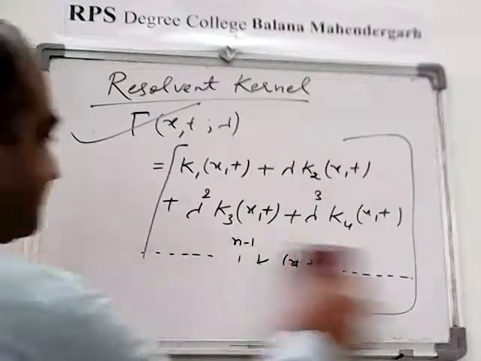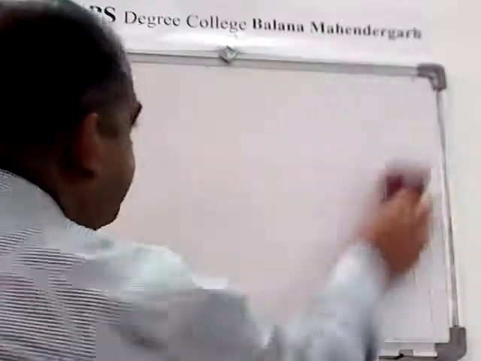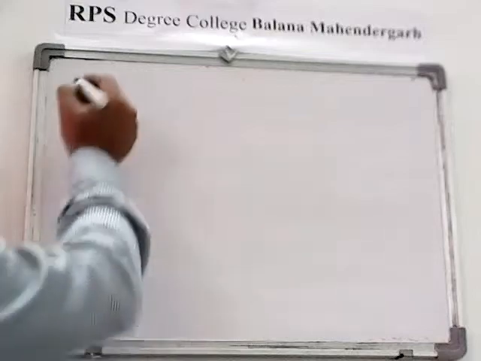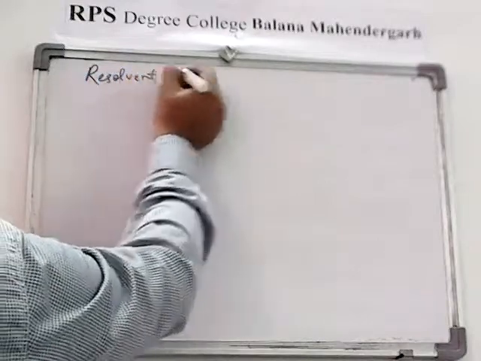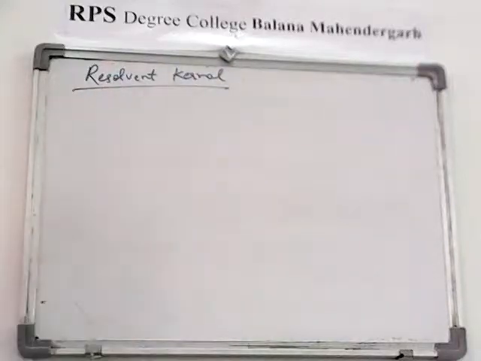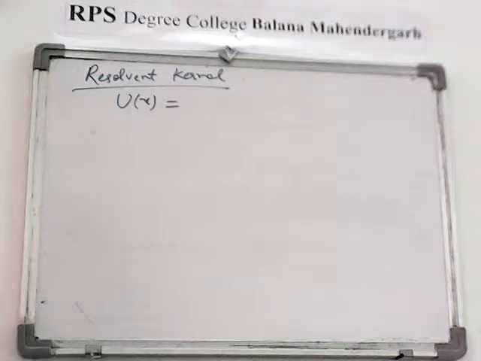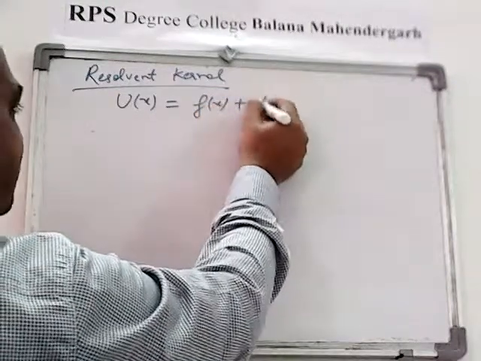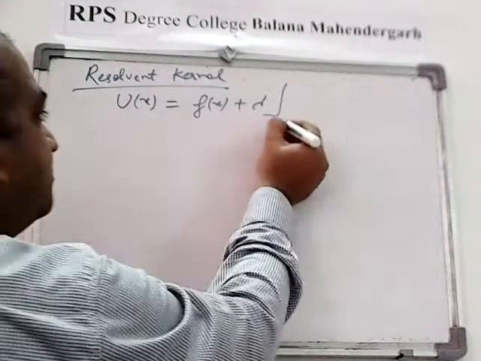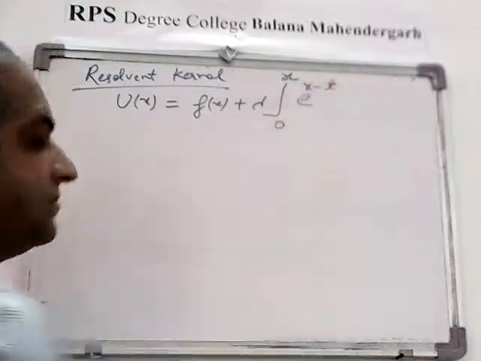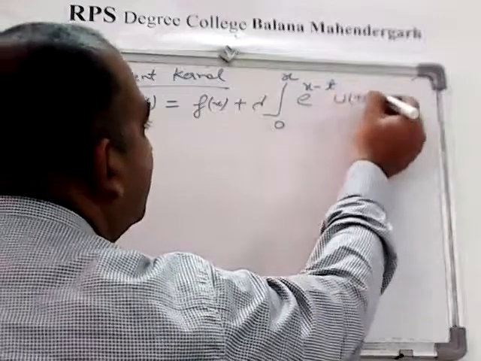The first example is to find out the resolvent kernel if the Volterra integral equation of the second kind is given to us, and that equation is u(x) equal to f(x) plus lambda integration from 0 to x e^(x-t) u(t) dt.